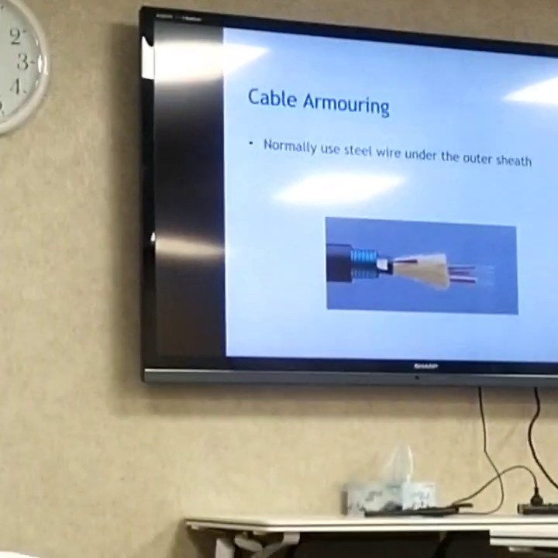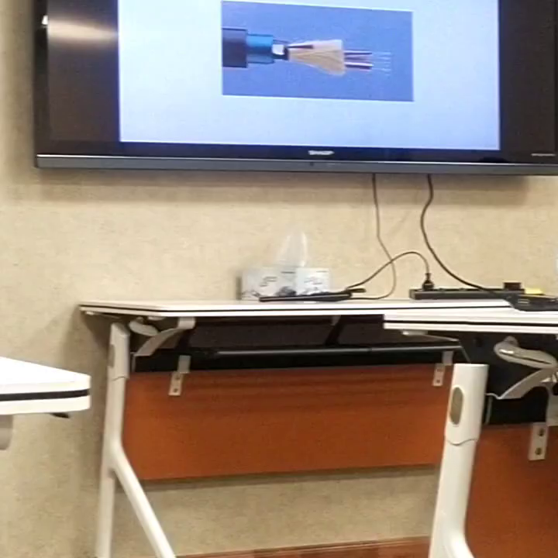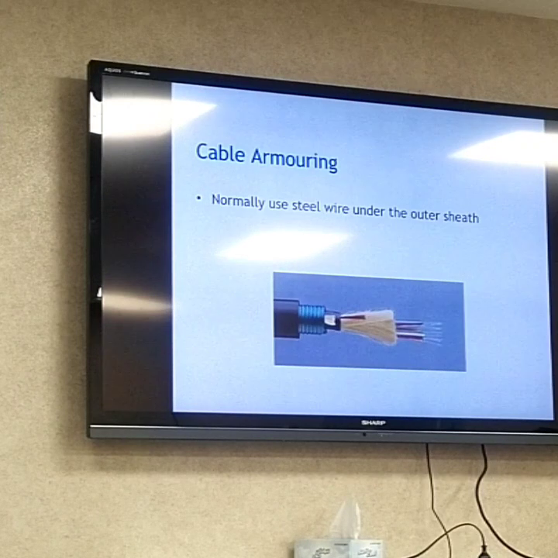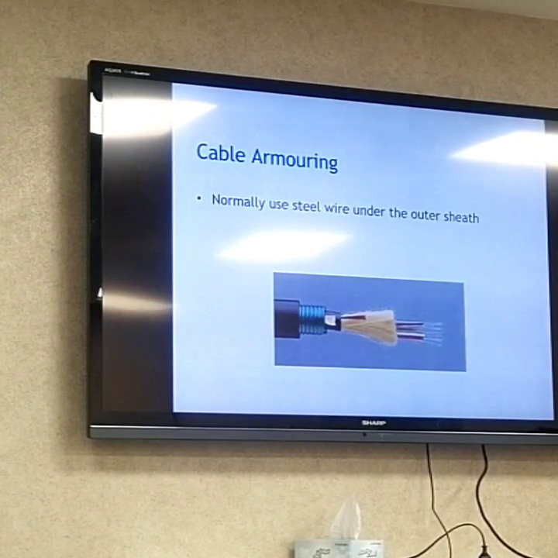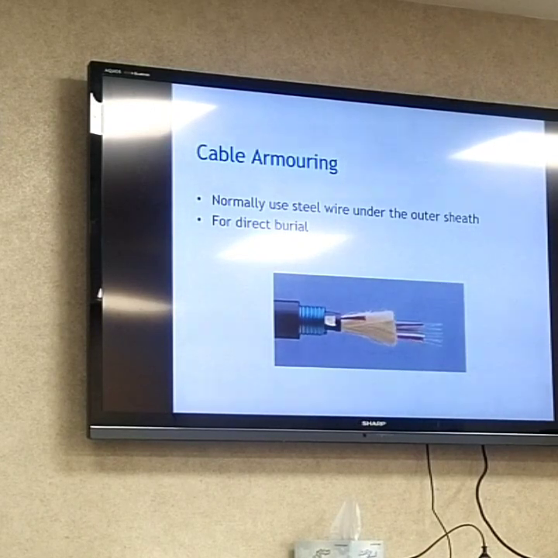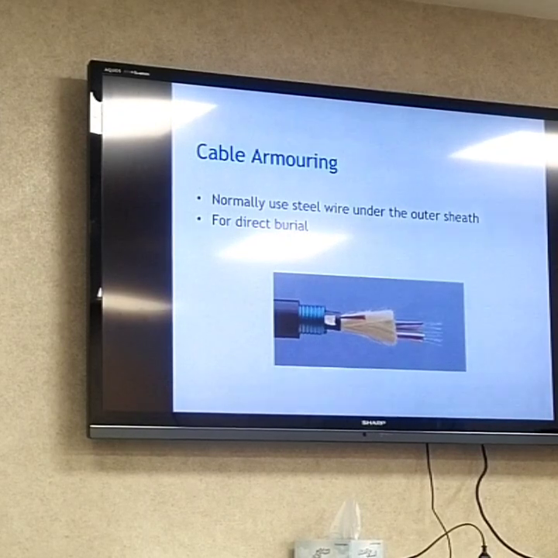Cable armoring normally uses steel wire. Under the outer sheath will normally be medium density polyethylene plastic, and immediately below this medium density polyethylene layer, there are some steel wires. This is a cable. And all cables that will be directly buried shall be armed. We cannot use an unarmored cable for direct burial.